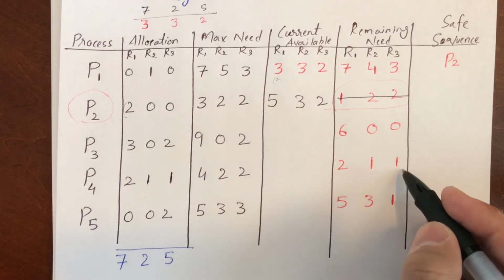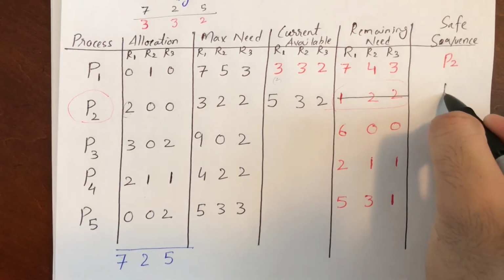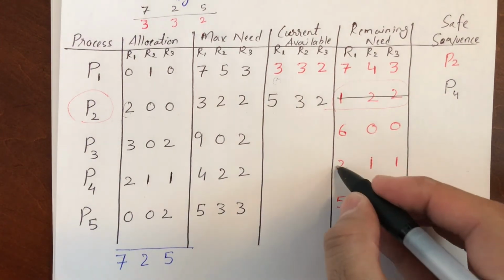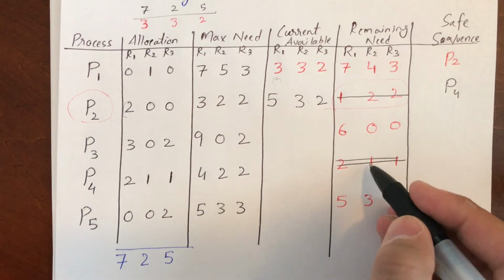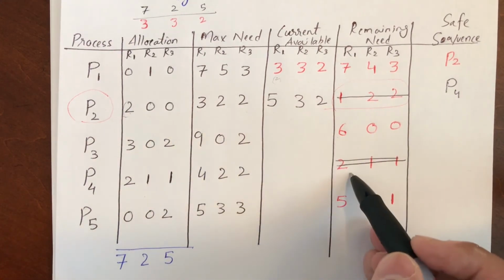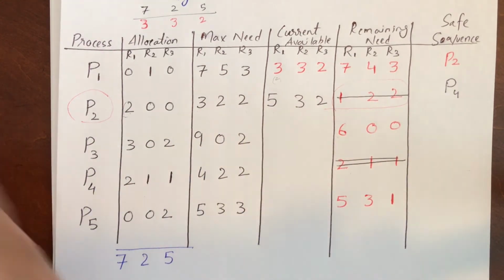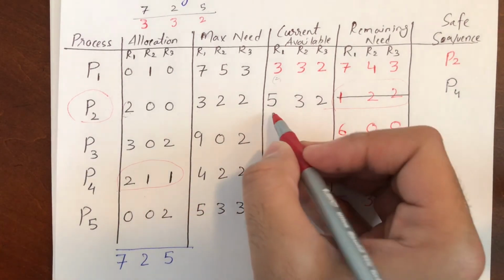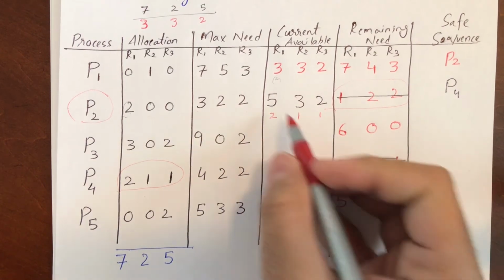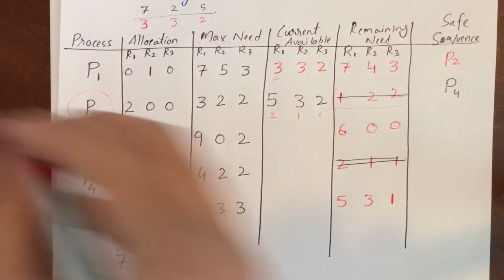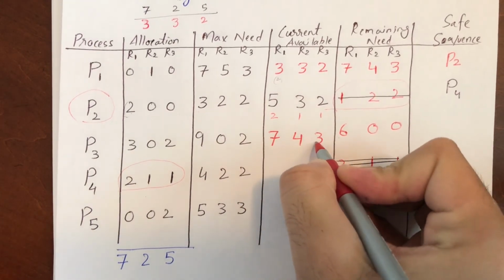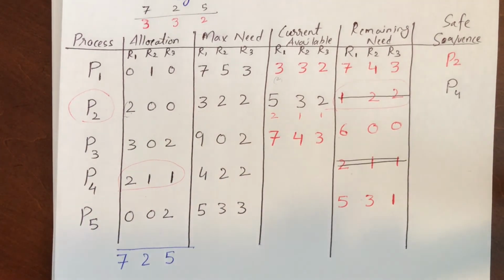So in the same sequence, next process will be P4. Now P4 can be executed. Of course, we will allocate the resources. After it is terminated, it will release the held resources. These are the held resources 2, 1, 1. So we will add 2, 1, 1 back. So now 5 plus 2 is 7, 4, 3. Now we have 7, 4, 3 resources, and we have executed P2 and P4.